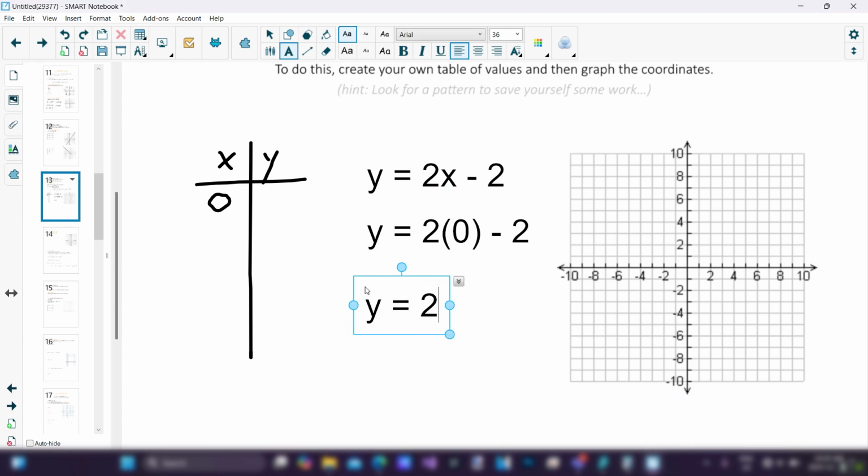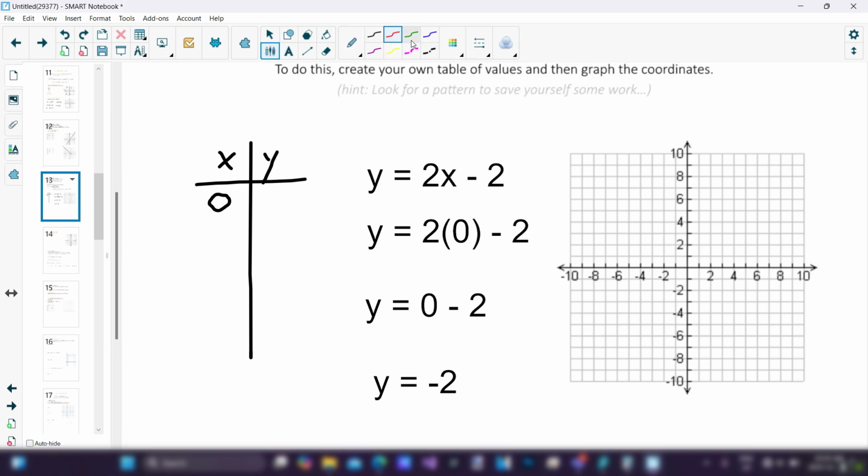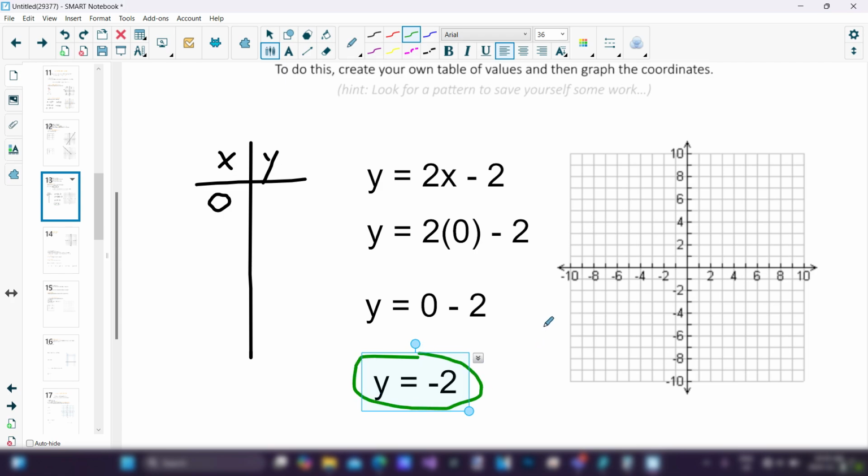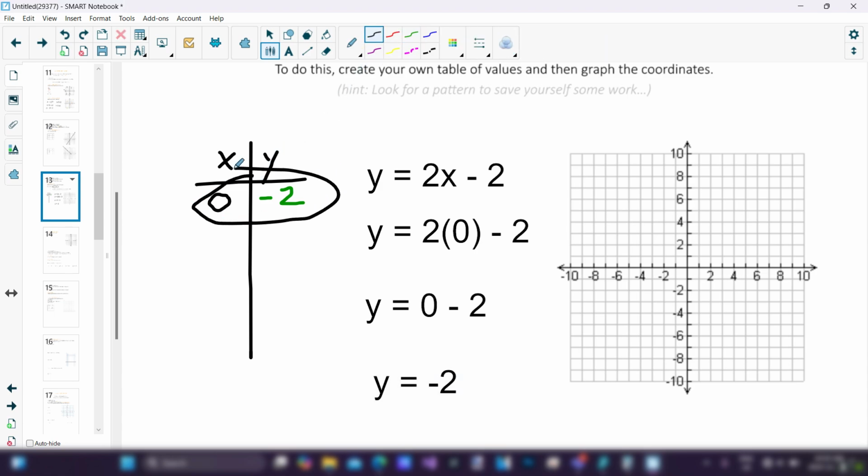And I know that 2 times 0 is just 0. So y is equal to 0 minus 2. In other words, y is equal to minus 2. So what I did was I just chose a value, I plugged it into my equation, and I got out its matching coordinate pair. So when x is 0, y is negative 2. And I have found the first point I can plot on my graph at 0, negative 2.